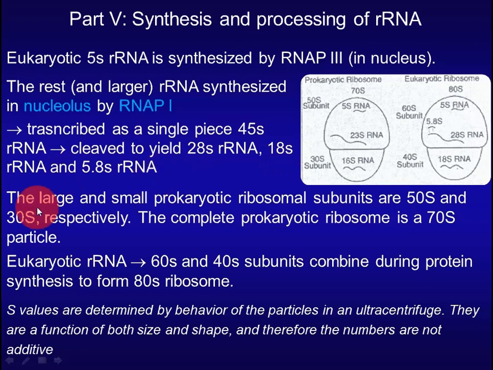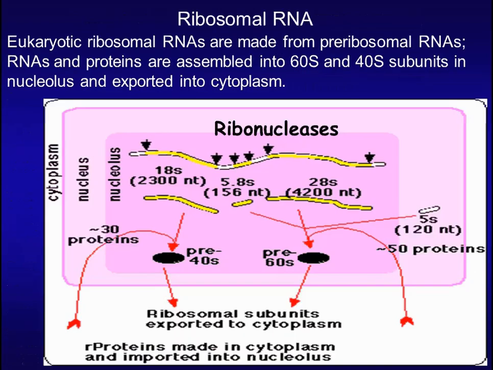In prokaryotes, the large and small ribosomal subunits are 50S and 30S respectively, which together make the 70S ribosome. In eukaryotes, the large and small ribosomal subunits are 60S and 40S respectively, which together make the 80S ribosome. Eukaryotic ribosomal RNAs are made from pre-ribosomal RNAs synthesized in different locations. RNA and proteins are assembled into 60S and 40S subunits in the nucleolus and then exported into the cytoplasm.